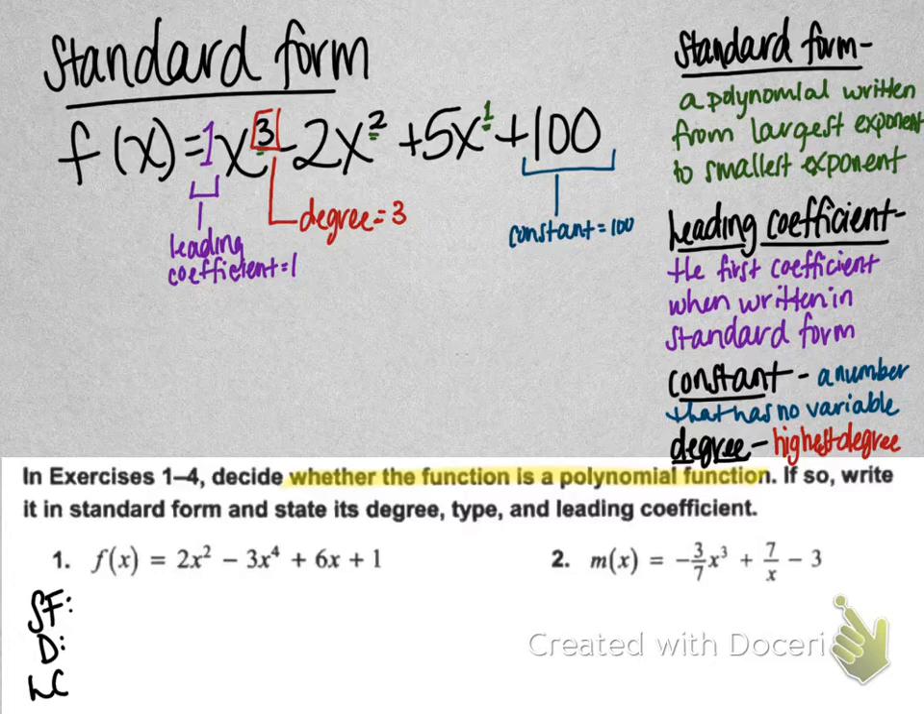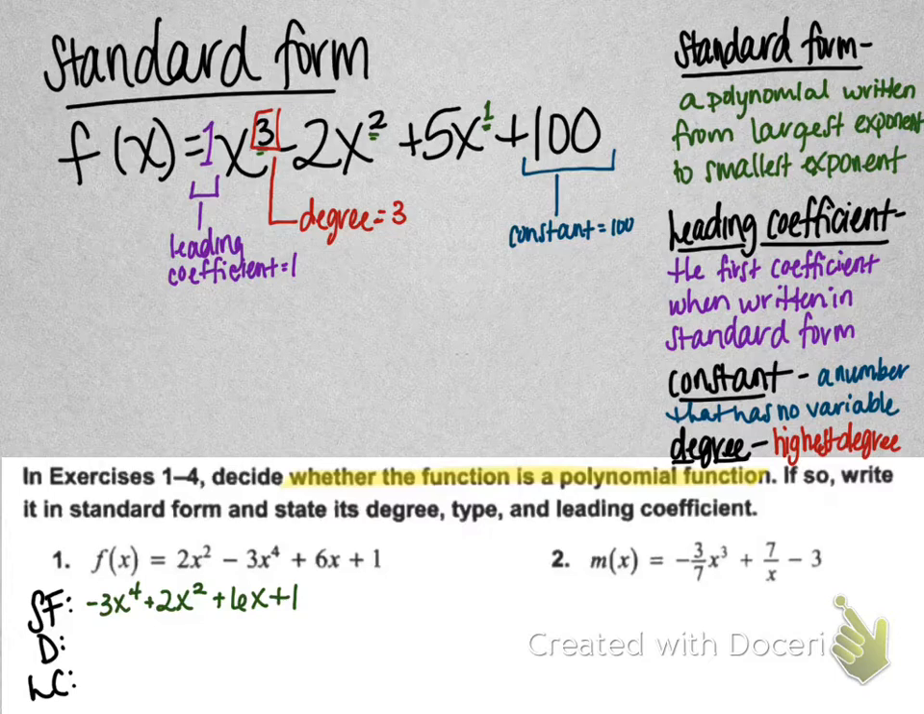So my highest exponent is going to be this 4, so I'm going to write it as negative 3x to the 4th power. My next highest would be this 2, so it'd be plus 2x squared. The next one would be the x to the 1st power, which is plus 6x. And then, of course, my constant comes last. So that'll be a plus 1.